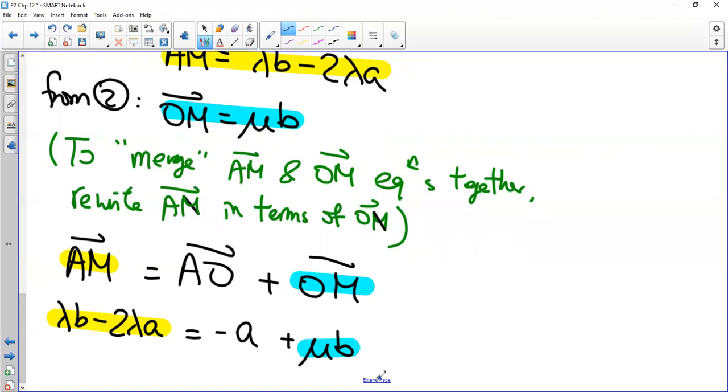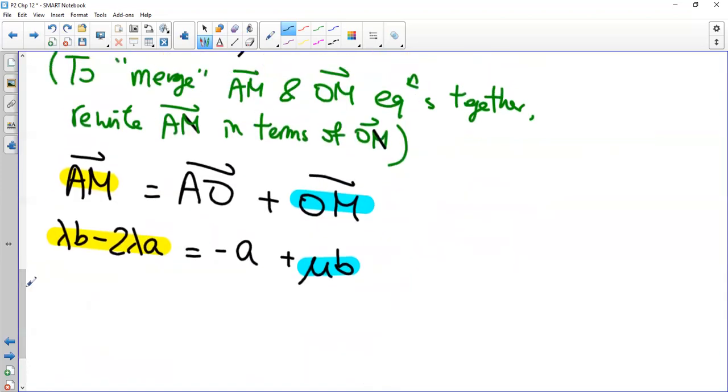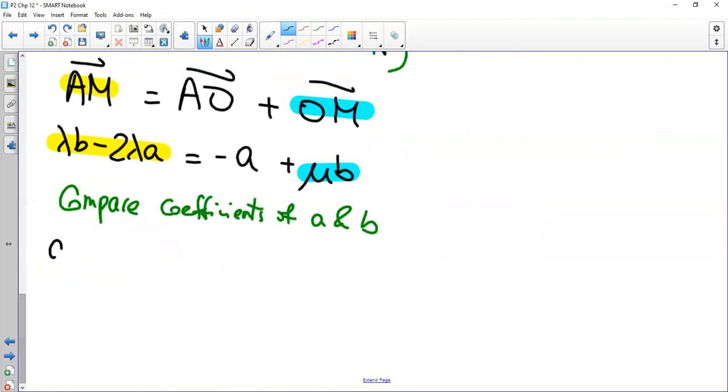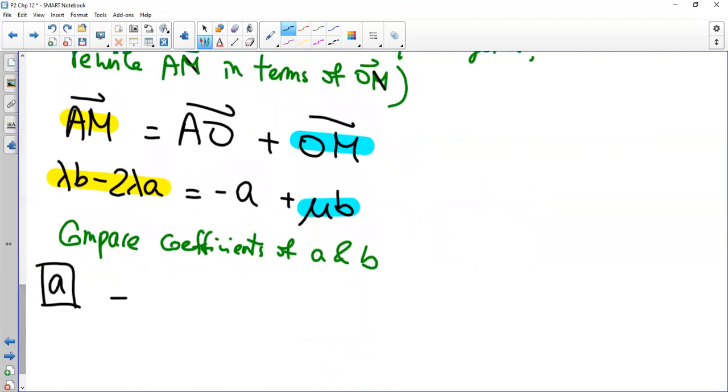And then last, we can compare the coefficients of A and B. It's like i and j, but we compare A and B instead. So if we compare A, you can see the left-hand side is minus 2 lambda. On the right-hand side is minus 1.